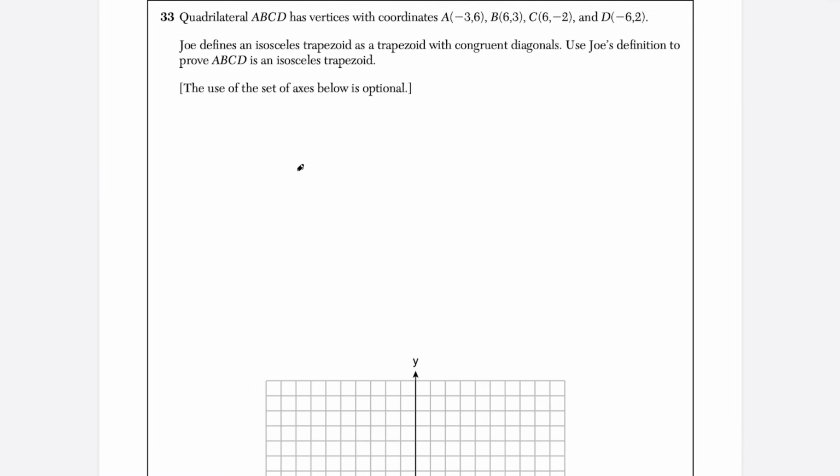Question 33, quadrilateral ABCD has vertices with these coordinates here. Joe defines an isosceles trapezoid as a trapezoid with congruent diagonals. Use Joe's definition to prove ABCD is an isosceles trapezoid. So for this one, the use of the set of axes below is optional, but I'm definitely going to use them.